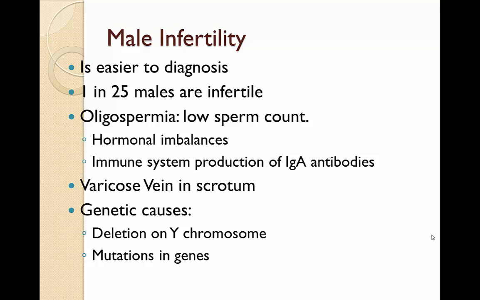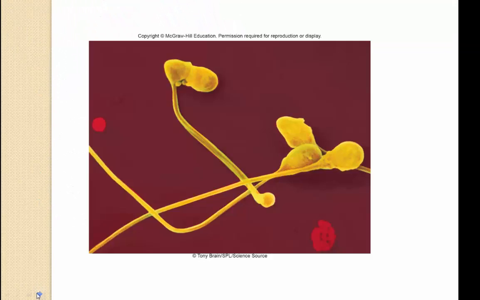There's oligospermia, which means they have a low sperm count, and this can be related to hormonal imbalances. The immune system may be producing some IgA antibodies. This also could be related to injury or illness. Men can have varicose veins within the scrotum, which then can cause the sperm to be less mobile and have a lower sperm count. And sometimes there are genetic causes. There is a deletion that occurs on the Y chromosome. And then there are some mutations that occur within specific gene segments or within their genetic makeup. This is a picture of what an immobile sperm might look like.